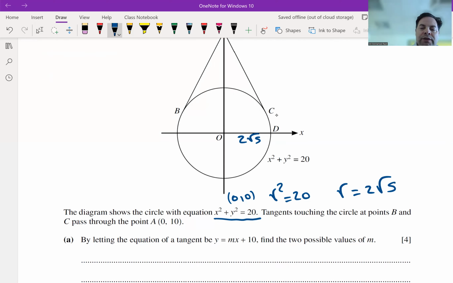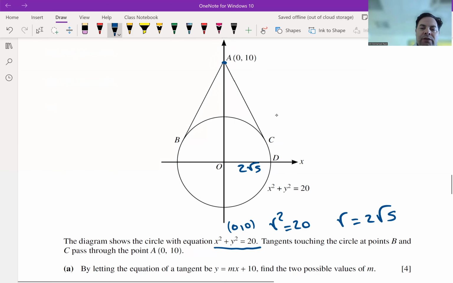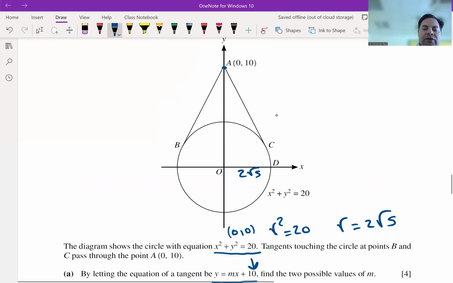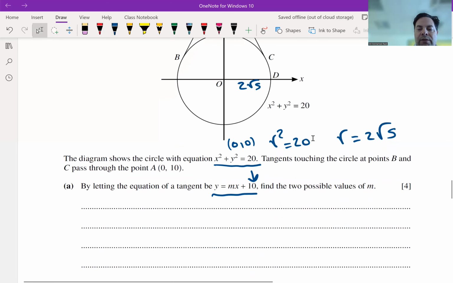There are two tangents from the point A to the circle, touching the circle at point C and point B. Remember, the tangent and the radius are at 90 degrees. So this shape will be a kite, A, C, O, B. The equation of the tangent is y equals mx plus 10, because it's clear from the graph that the y-intercept for the tangents is 10. Find the possible values of m.